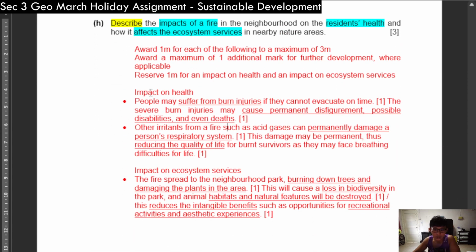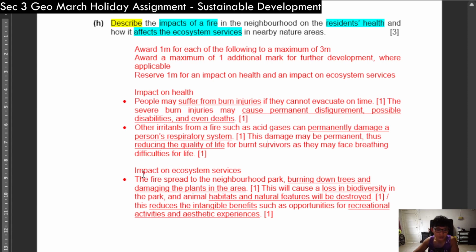Next point. So besides the burn injury, the irritants from the fire such as the acid gases can permanently damage a person's respiratory system. Basically, it prevents them from breathing properly. So the damage may be permanent, thus reducing the quality of life for burn survivors, as they may face breathing difficulties for life. So this is another impact on their health.